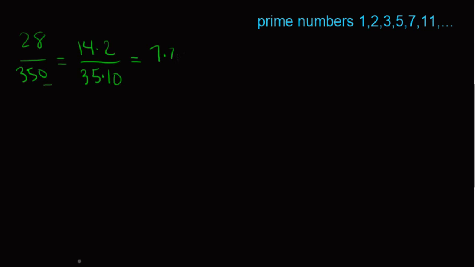14 is 7 times 2. So that's 7 times 2 times 2. 35 is 7 times 5. And 10 is 5 times 2. Cancel the 2, 2, 7, 7. That leaves me with 2 over 25. 2 doesn't divide into 25 evenly. So that's in simplest form.